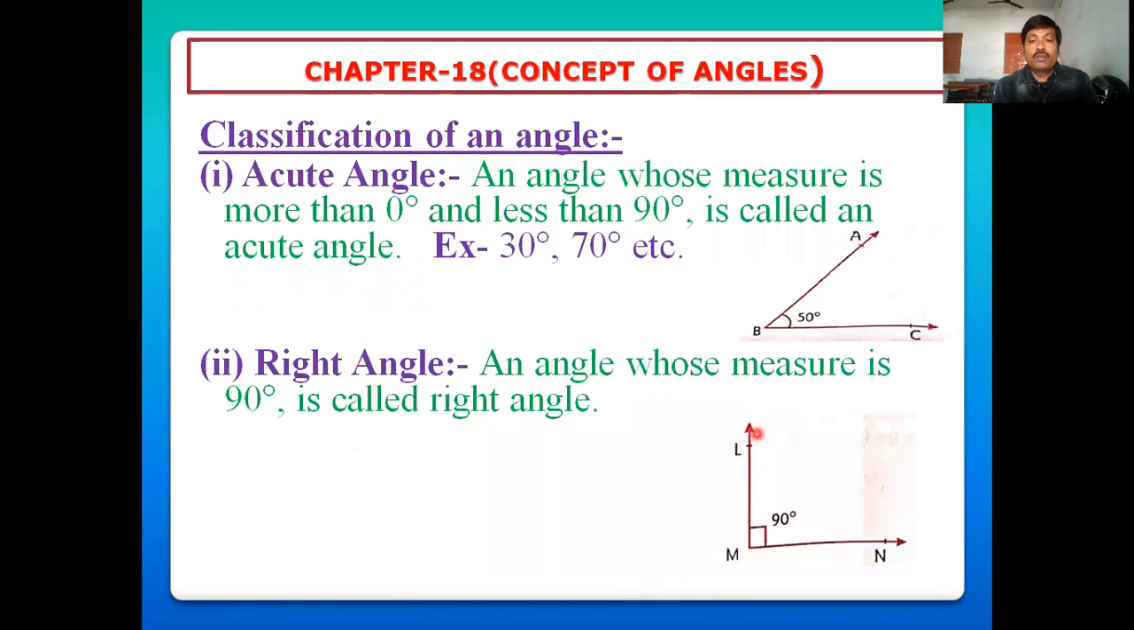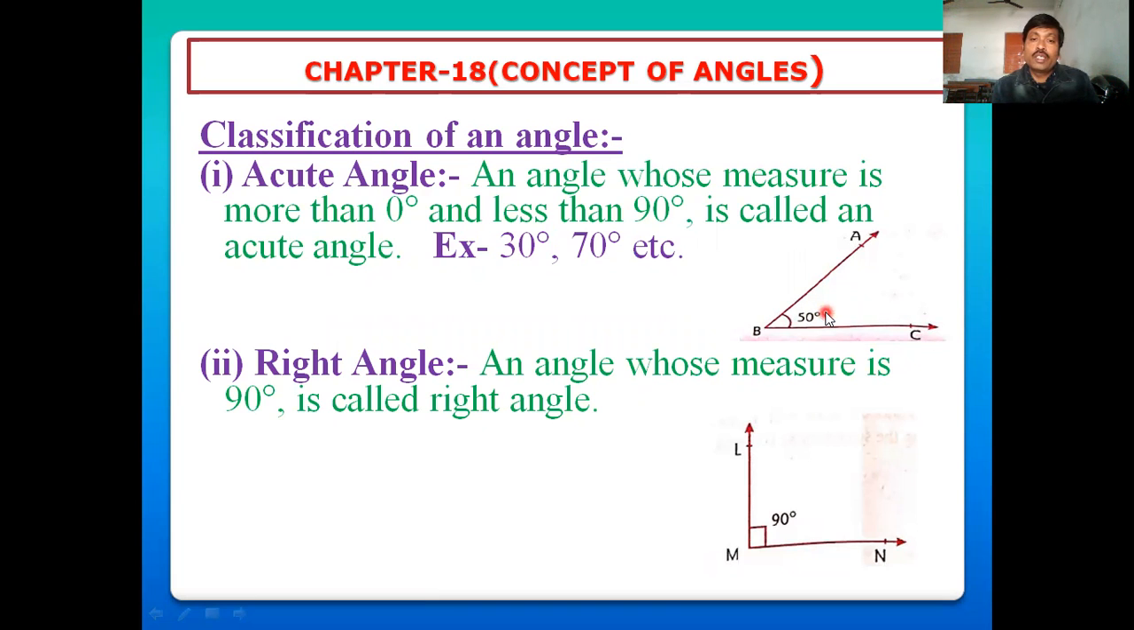Now let us see classification of angles. According to the measurement of these angles, we can classify the angles into some parts. First is the acute angle. An angle whose measure is more than 0 degrees and less than 90 degrees is called an acute angle. Here, this is the diagram of a 50-degree angle. Here we see A, B, C. This is the acute angle.